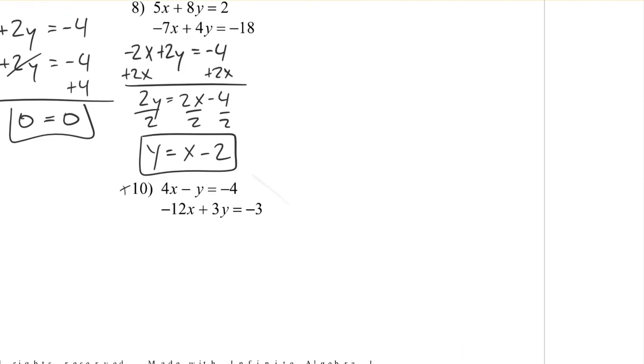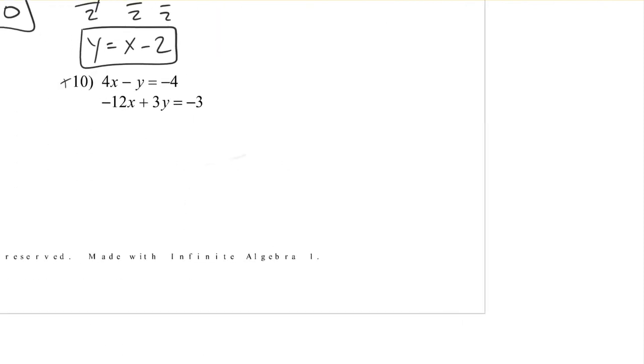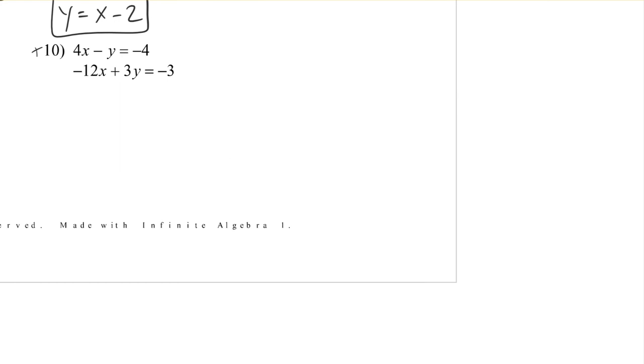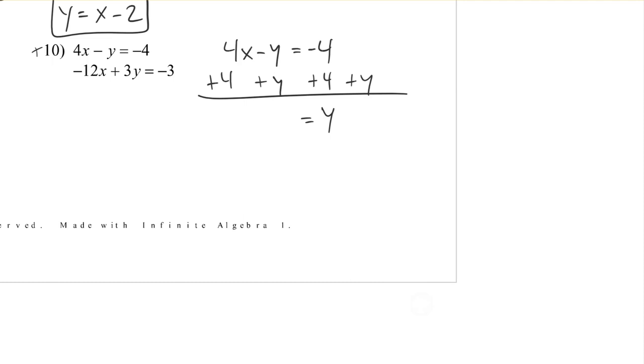Alright, our last one for this section, 10. So we can take this top equation, 4x minus y equals negative 4, solve this for y. If we add y to both sides, and we add 4 to both sides, we'll get y equals 4x plus 4, right? Or that's the same as writing it y equals 4x plus 4 the other way. It means the exact same. No difference. So what does y equal? It equals 4x plus 4.